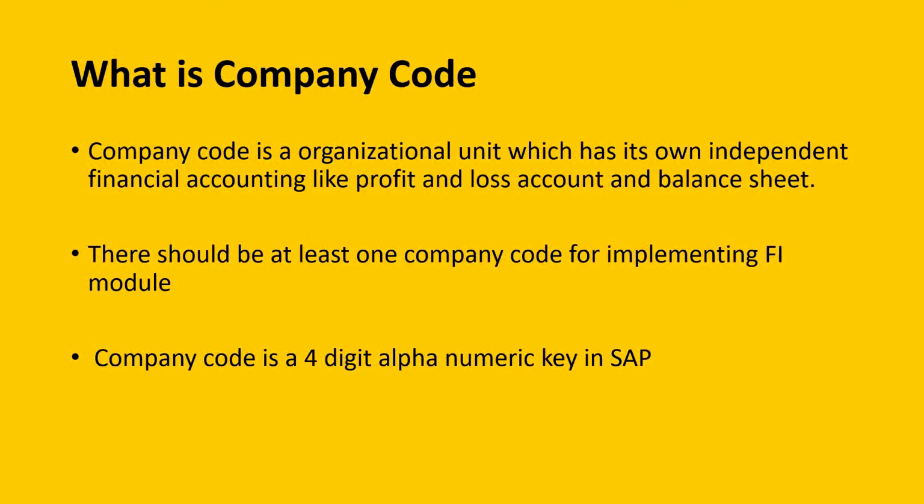Here, company code is an organizational unit which has its own independent financial accounting. Financial accounting means each company code has its separate profit and loss statement and balance sheets. To understand this, in a large corporate group there are multiple businesses. So to track profit and loss of each business, there is a separate company code assigned to each business.